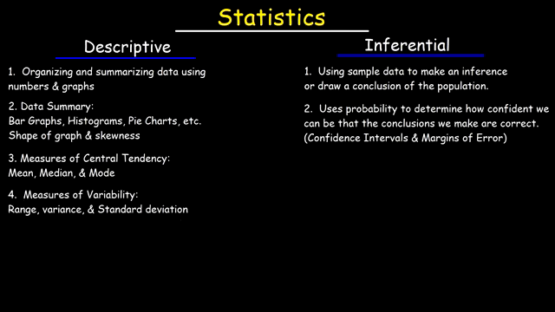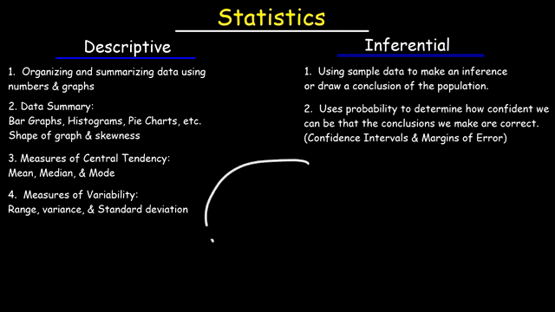Now let's move on to inferential statistics. So in this branch of statistics, that's when we take our sample data and we use it to make an inference or even draw a conclusion of the population. We can even use probability to determine how confident we can be that the conclusions that we make are correct. So let's use an example to illustrate this.